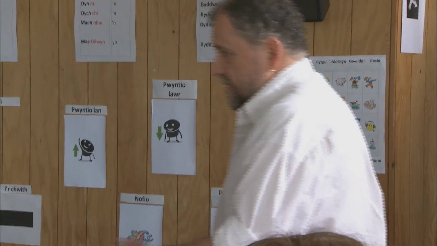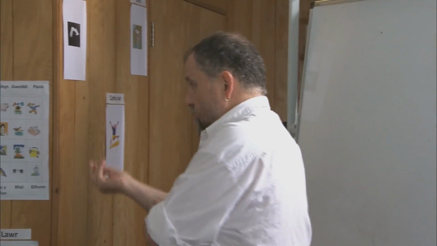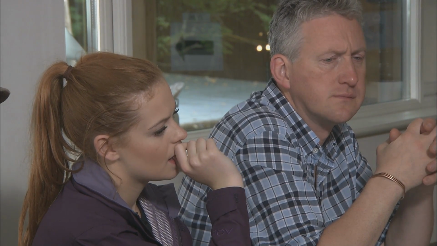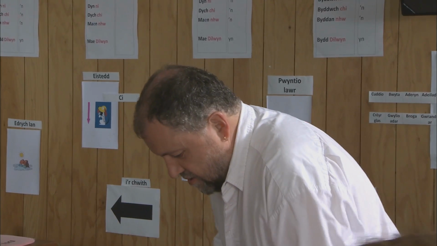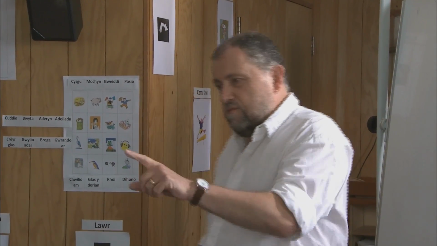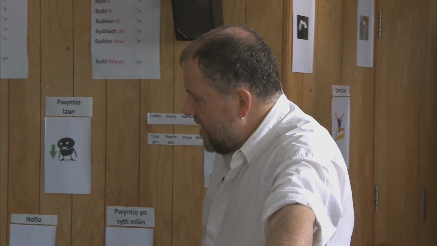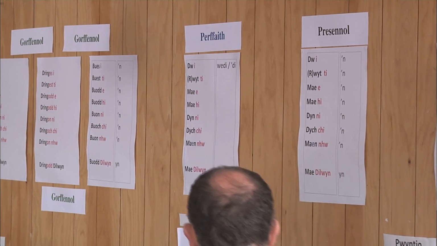Dyma ni gael 1. So, dwi'n nofio. I'm swimming. Dwi'n nofio. Okay? 5. Na ddim eisiau 5 eto. 1 eto. Right, okay. 3. So, mae hi'n nofio. Mae e'n nofio. Mae hi'n nofio. So, mae hi. That's the third person singular.